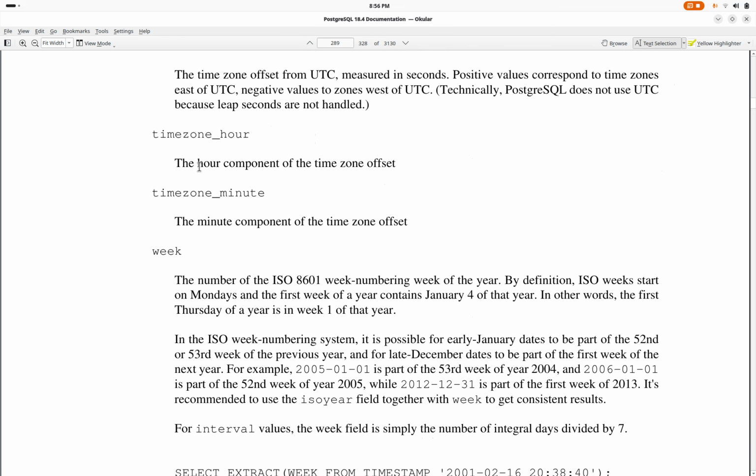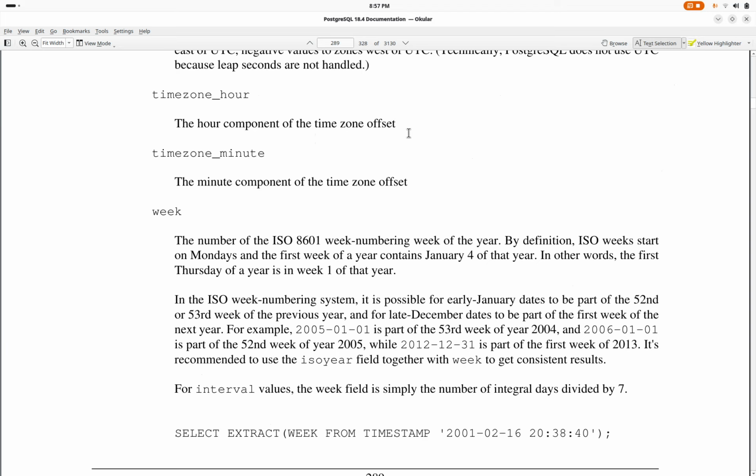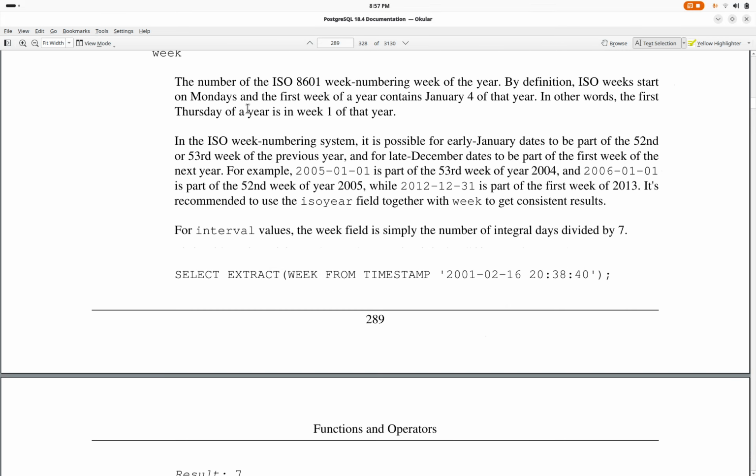Time zone underscore hour, the hour component of the time zone offset. Time zone minute, the minute component of the time zone offset. Week is the number of the ISO 8601 week numbering week of the year. By definition, ISO weeks start on Mondays, and the first week of the year contains January 4 of that year. In other words, the first Thursday of the year is in week 1 of that year.